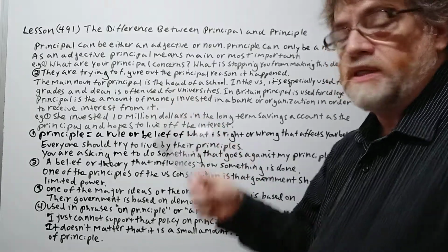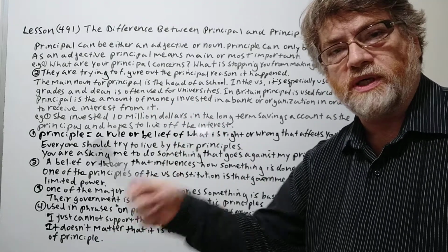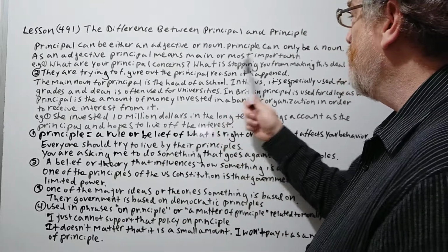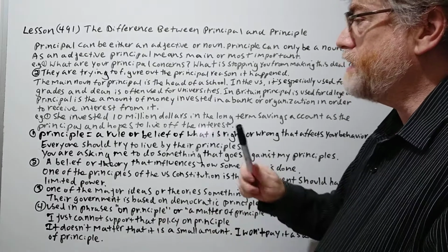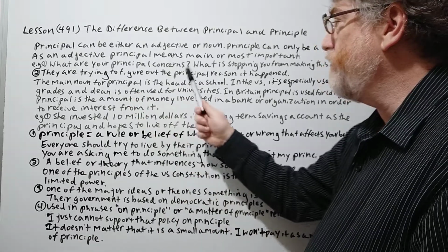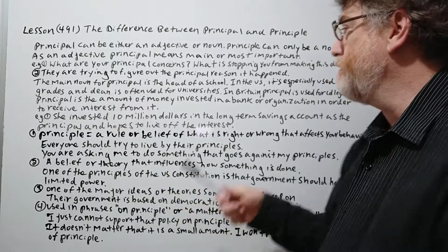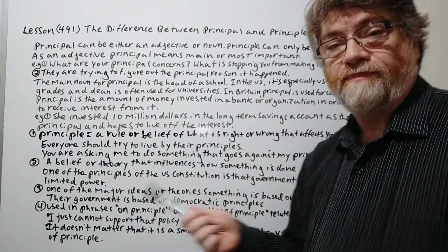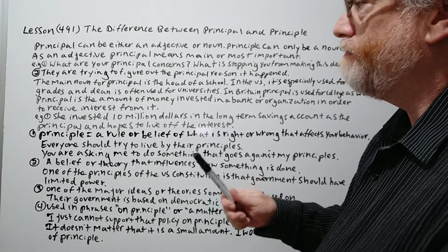What are your principal concerns? What are your main concerns? What are your most important concerns? What are you worried about? What is stopping you from making this deal? And the second example here, they are trying to figure out the principal reason. So again, the main reason, the most important reason, it happened. Okay, good. All right, let's go on.